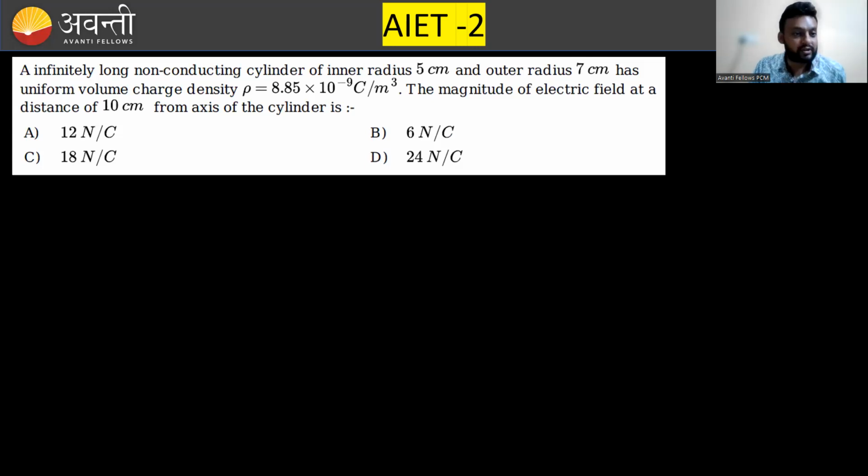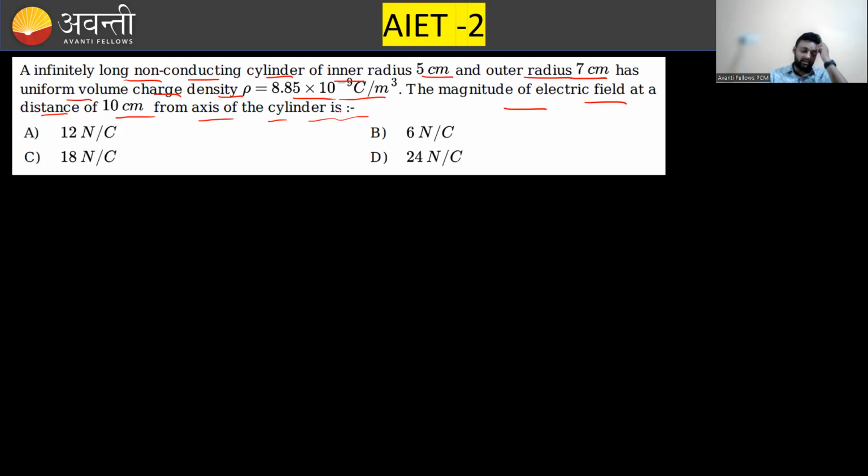This is a good question. An infinitely long non-conducting cylinder of inner radius 5, outer radius 7, has uniform volume charge density rho. The magnitude of the electric field at a distance 10 centimeter from the axis of the cylinder.